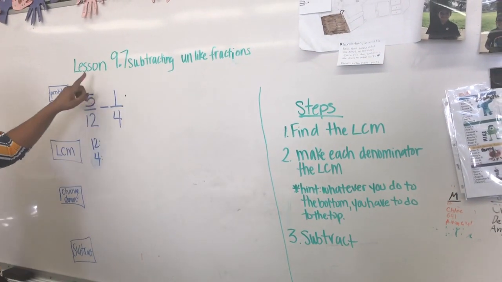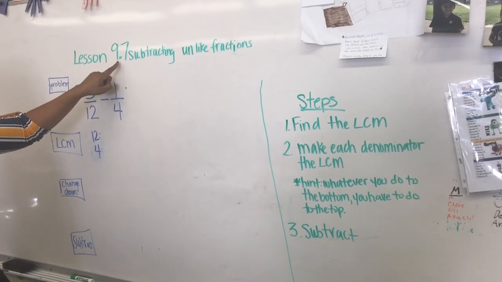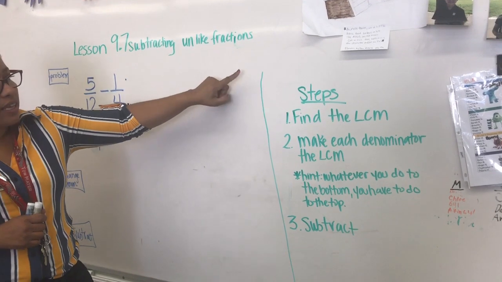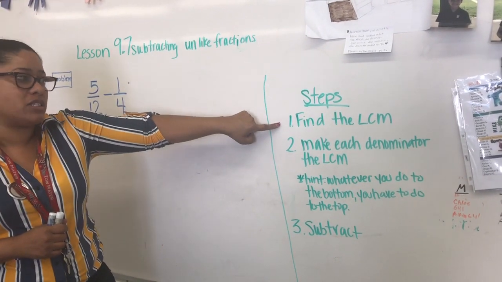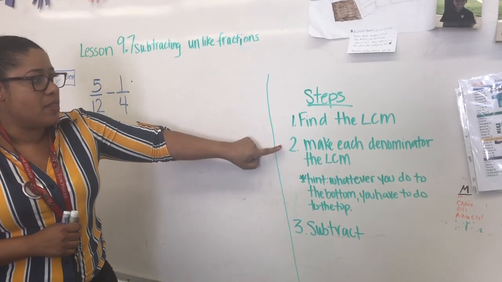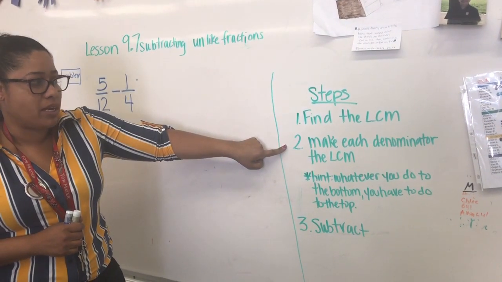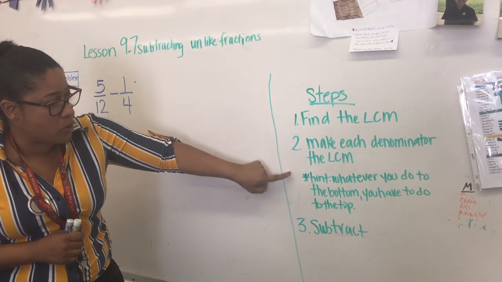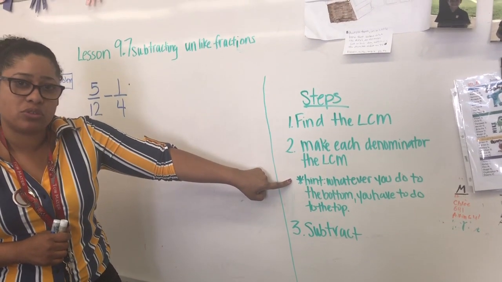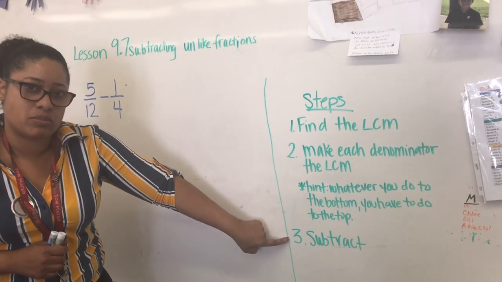Okay, so tonight's lesson is 9.7, subtracting unlike fractions. And again, these are the steps. First, you want to find the LCM, which stands for lowest common multiple. Then you want to make each denominator the lowest common multiple. And a hint is whatever you do to the bottom, you have to do to the top. And then lastly, we'll subtract.